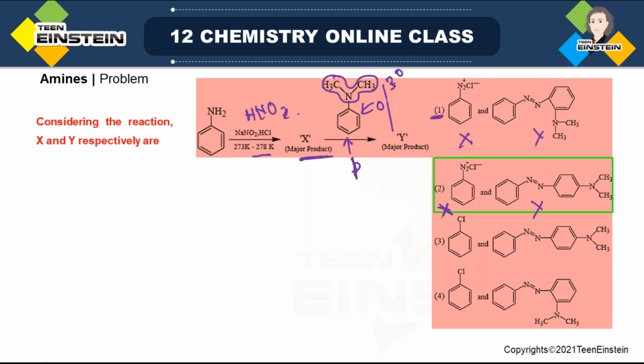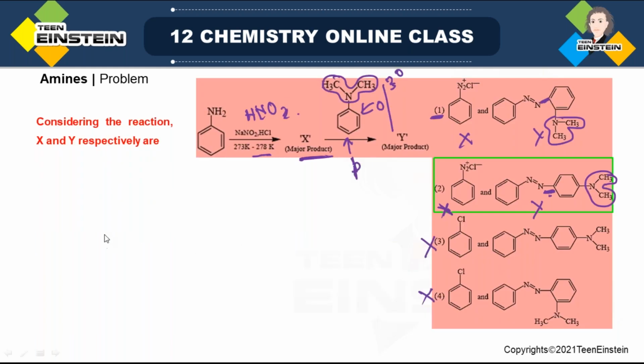Now obviously the first molecule X will be the diazonium salt. So from that logic you can cancel options 3 and 4 and look at molecule Y in option 1. It is at the ortho position. So this newly generated bond is at the ortho position with respect to the NMe2 group, but in option 2 it is at the para position with respect to the NMe2 group. Now among these two, obviously para will be preferred because of steric reasons. Because you are attaching a large group, obviously it will prefer the 4 position.